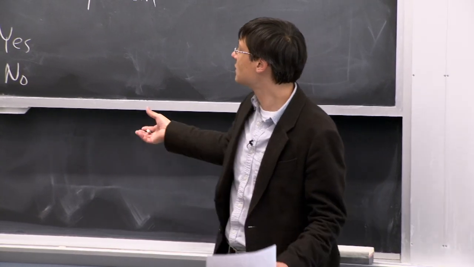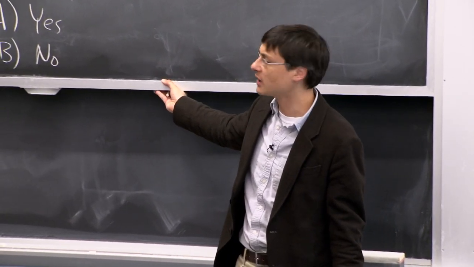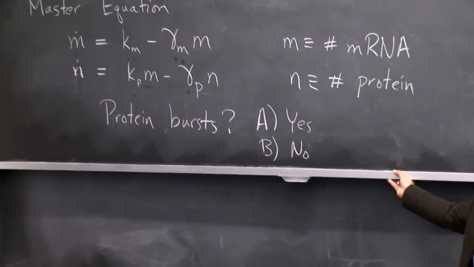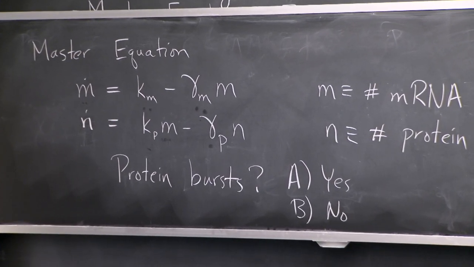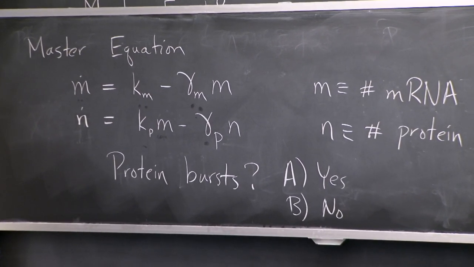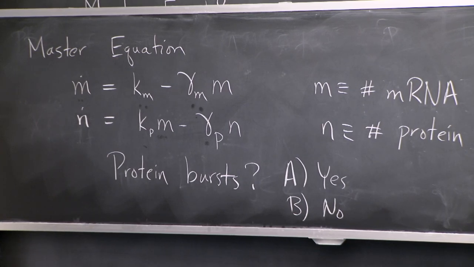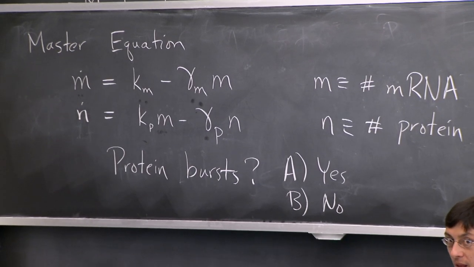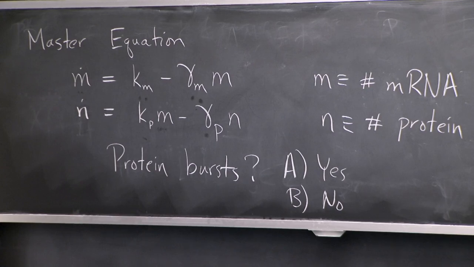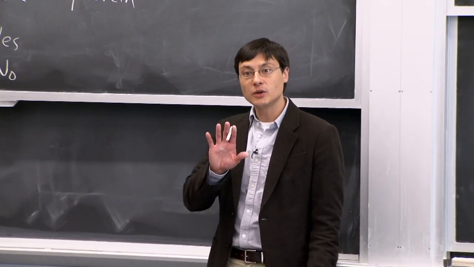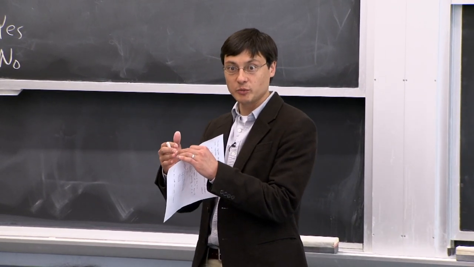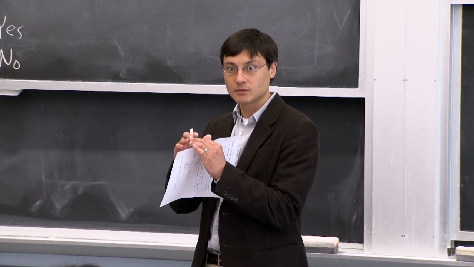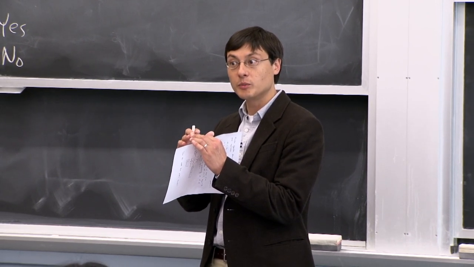Can somebody remind us the situation in which we get protein bursts in the stochastic model? In particular, will we always get these discrete protein bursts, or what determines the size of a protein burst? Okay, right. So possibly there's a lag time between the time that an mRNA is created and then the next thing would be when the protein is told to be degraded.